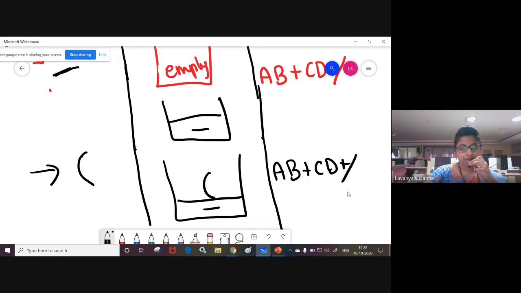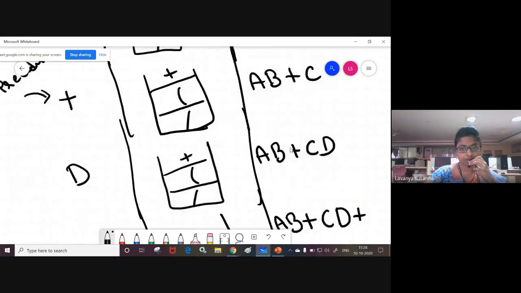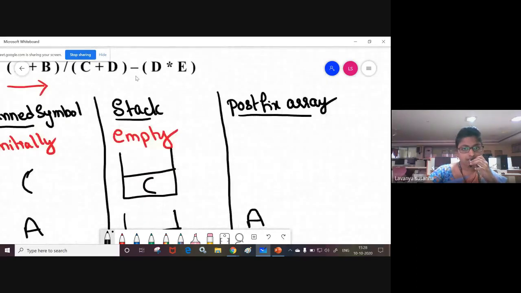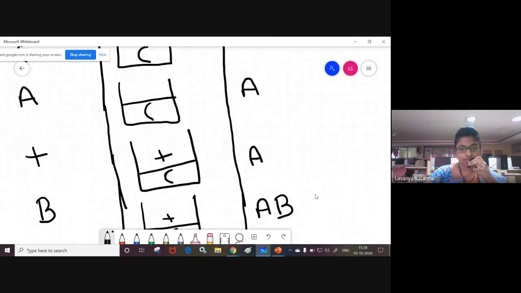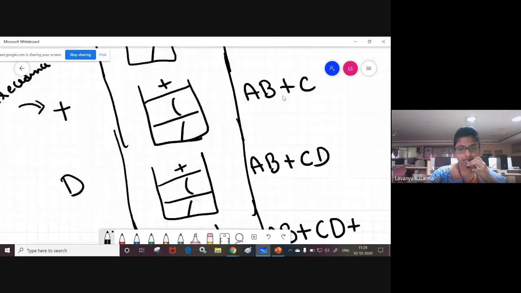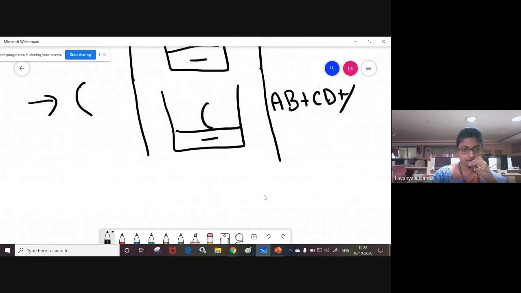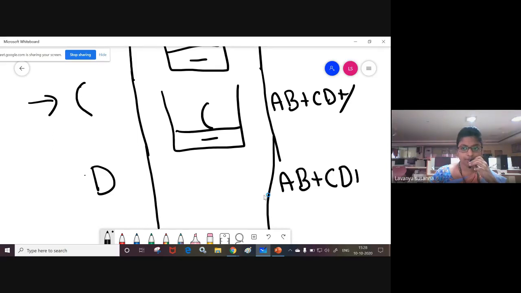Okay. After bracket, what is the scanned symbol? Open bracket is completed. Next one is D. You got scanned symbol D. If you got operand, what you need to do? You need to add it to the postfix array. A B plus C D plus divided by and next D.